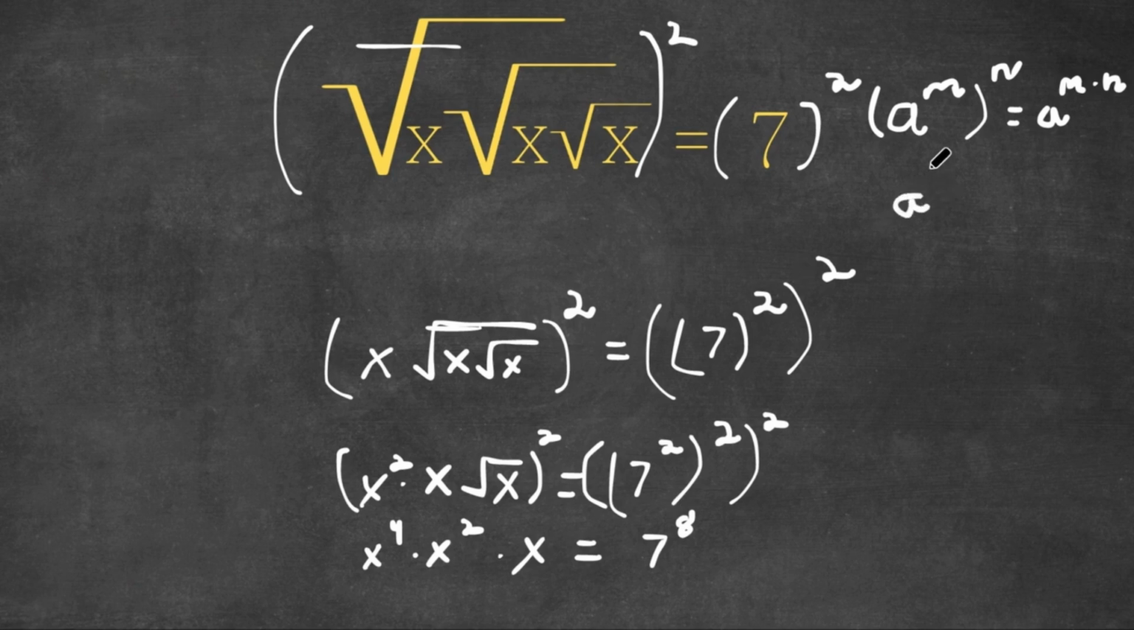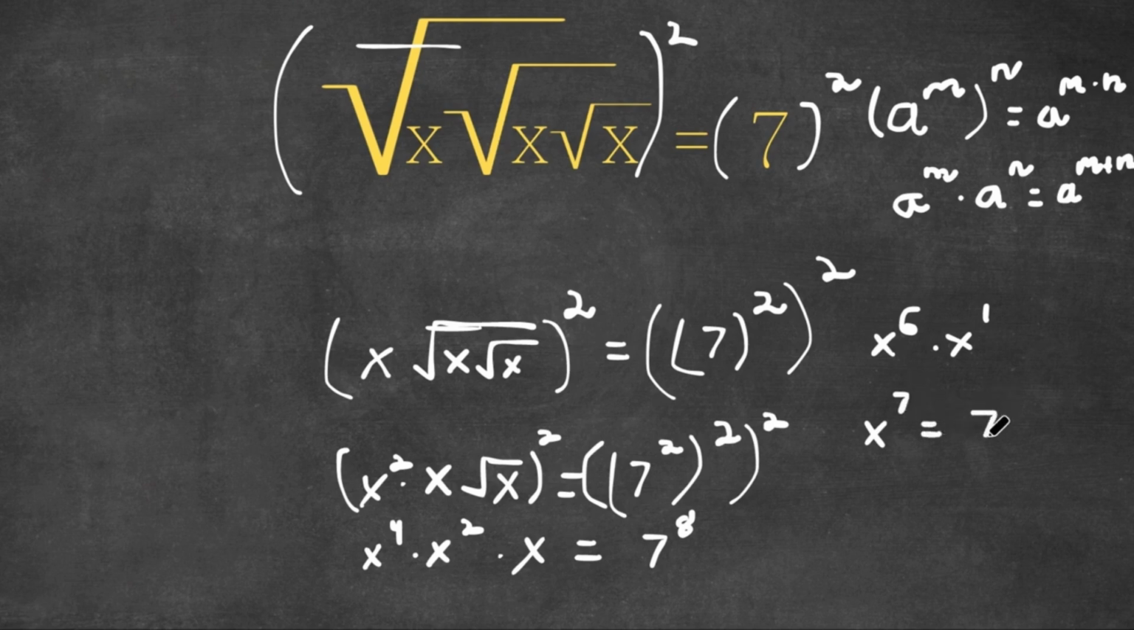Now, if we have something in the form a to the power of m times a to the power of n, this is equal to a to the power of m plus n. So x to the power of 4 times x squared is equal to x to the power of 4 plus 2, which is equal to x to the power of 6. So now we would have x to the power of 6 times x, which is the same thing as x to the power of 1. And 6 plus 1 is 7. So now we have x to the power of 7 is equal to 7 to the power of 8.